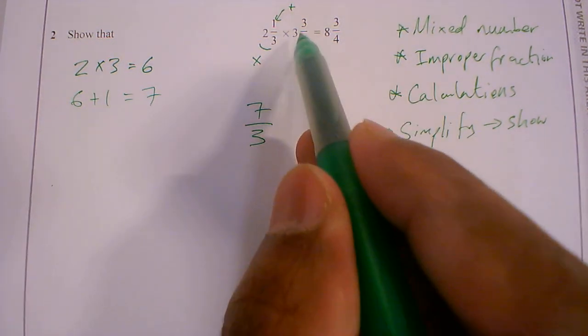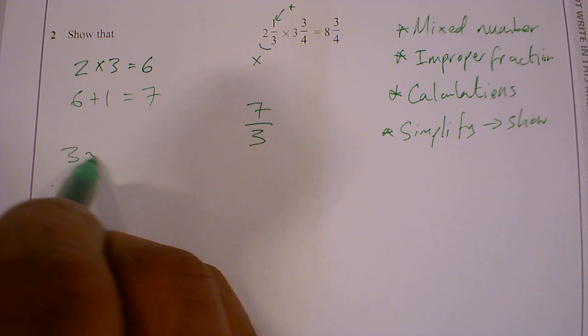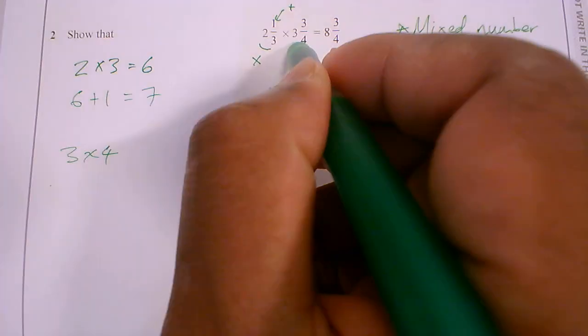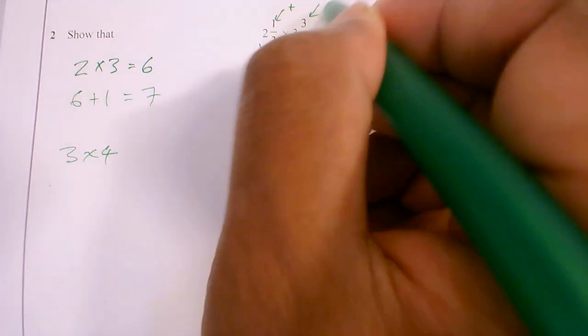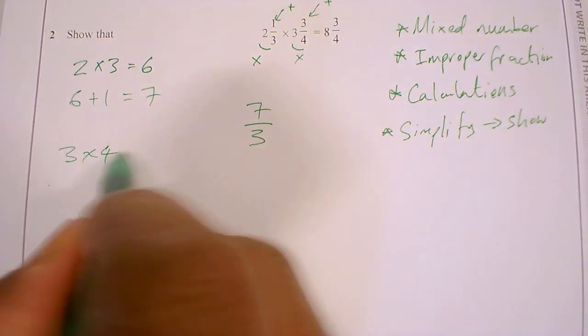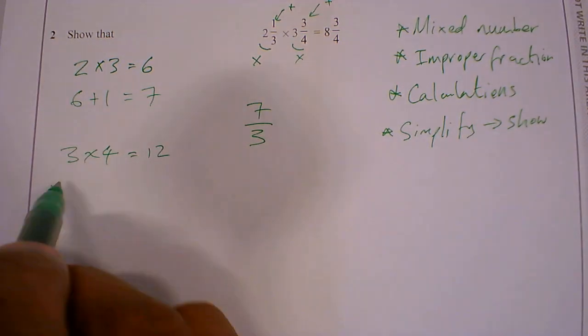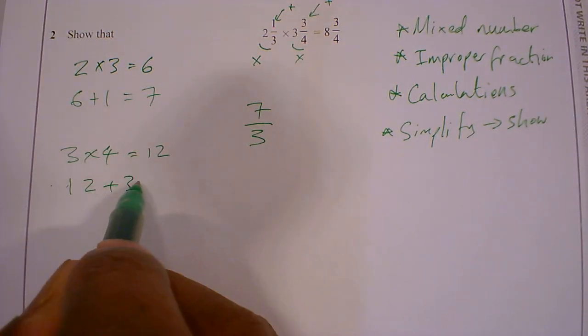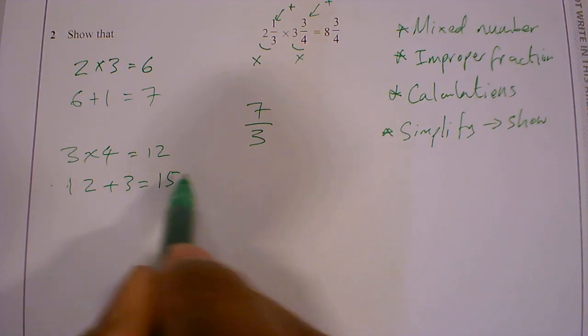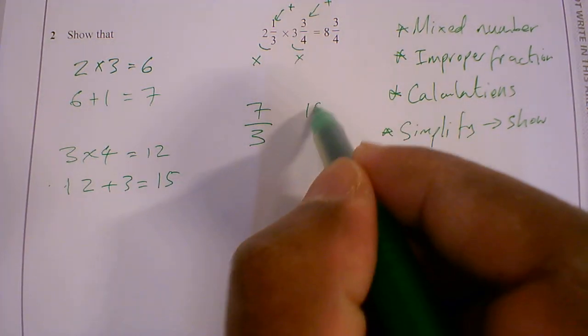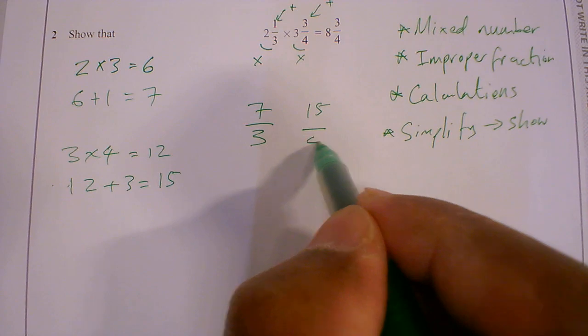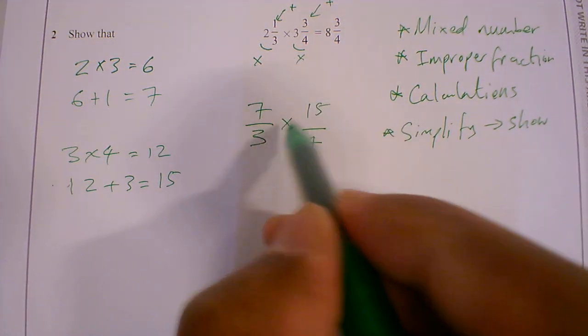I do the same thing for the other part. 3 times 4, so I'm multiplying these, and then I'll be adding the numerator. 3 times 4 gives me 12. 12 plus 3 gives me 15, so that becomes 15 over 4, and I'm multiplying.